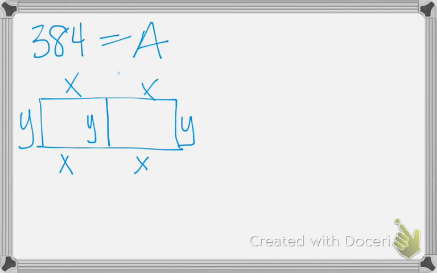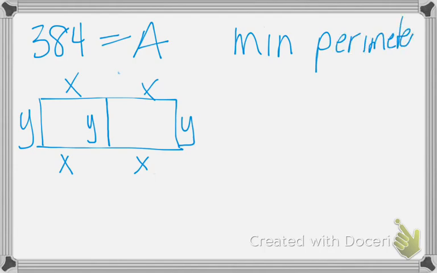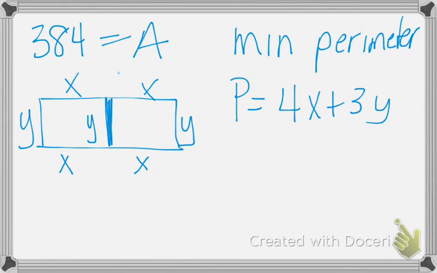So when we're talking about fencing, we're talking about perimeter. So that means we want to find the minimum of the perimeter. In order to find the minimum of the perimeter, you need to have a perimeter formula, so you could take the derivative of it. So the perimeter would be 4 x's and 3 y's, because you still need a piece of fencing for this piece right here. But there are two variables, so we can't find the derivative of that.